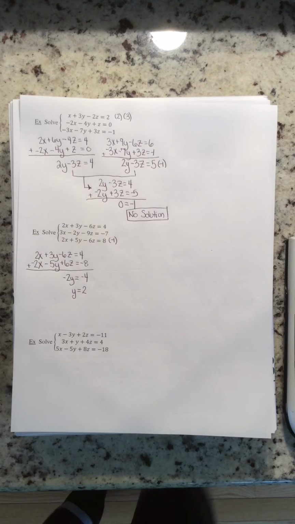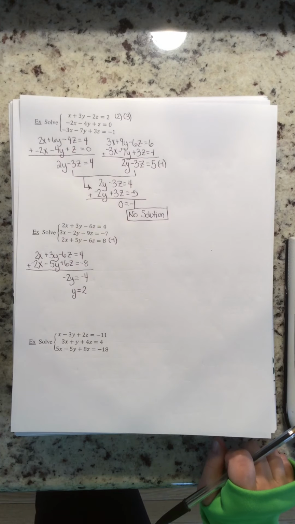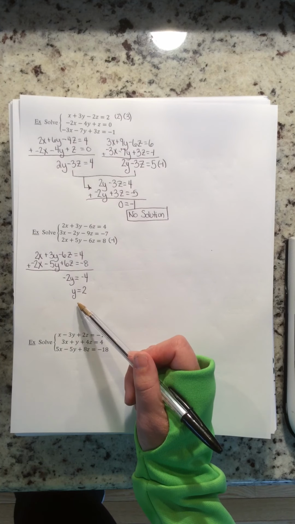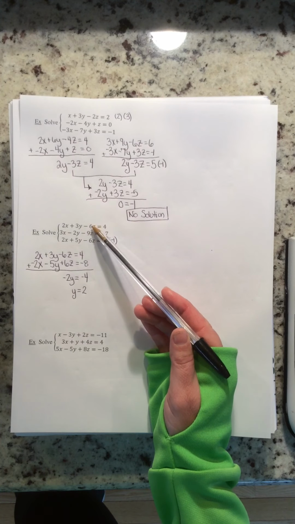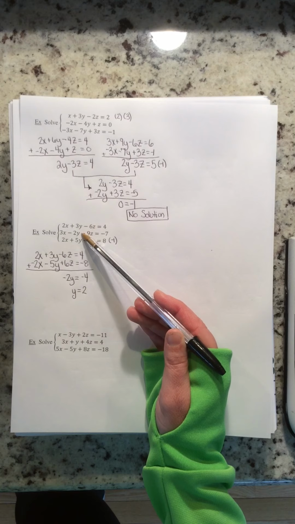Well, how do we find z? This is not the same as the other problems that we've done so far. What I would recommend doing at this point is taking the fact that y is 2 and plugging that y equals 2 into any of the two equations that you see up here. Probably just grab the first one and the second one.